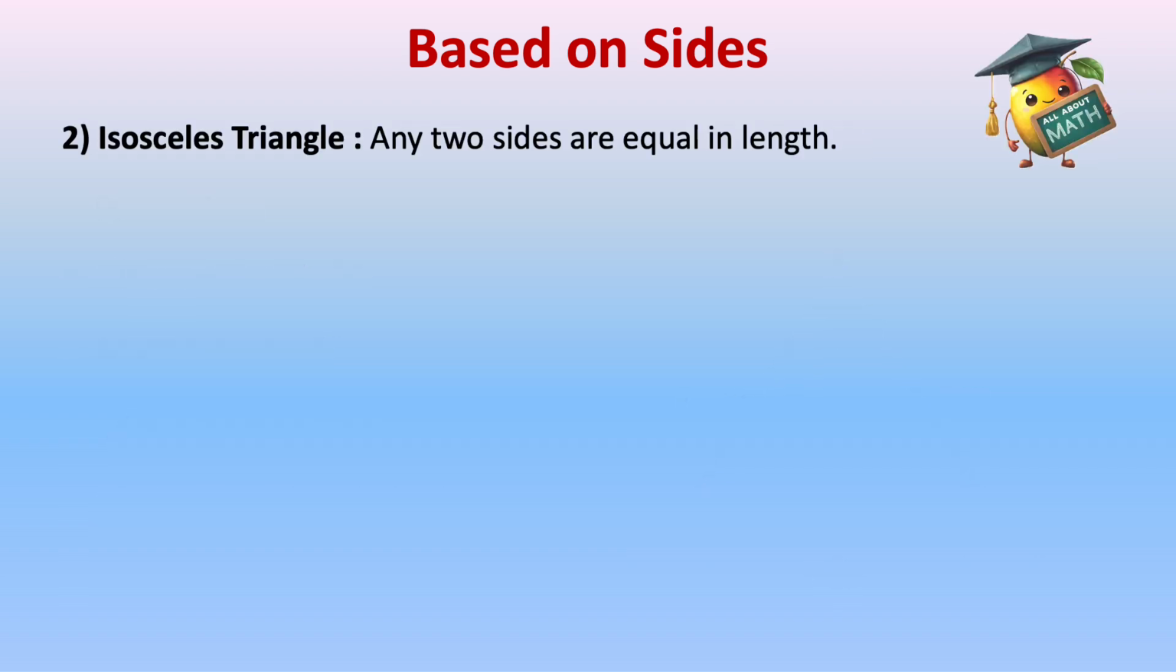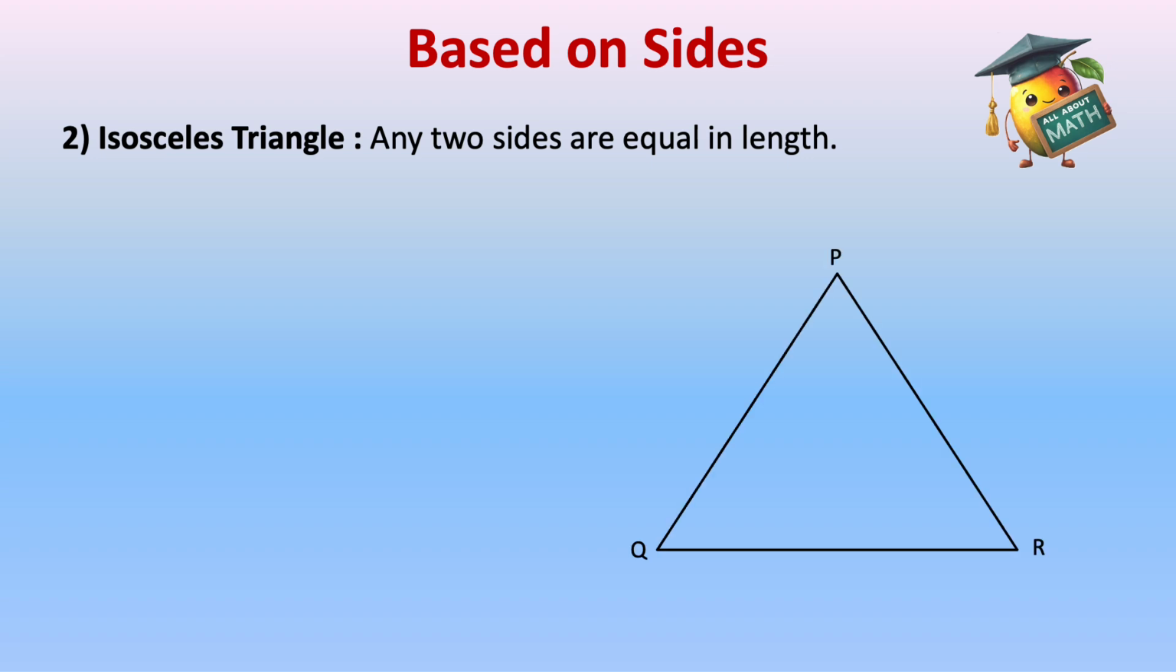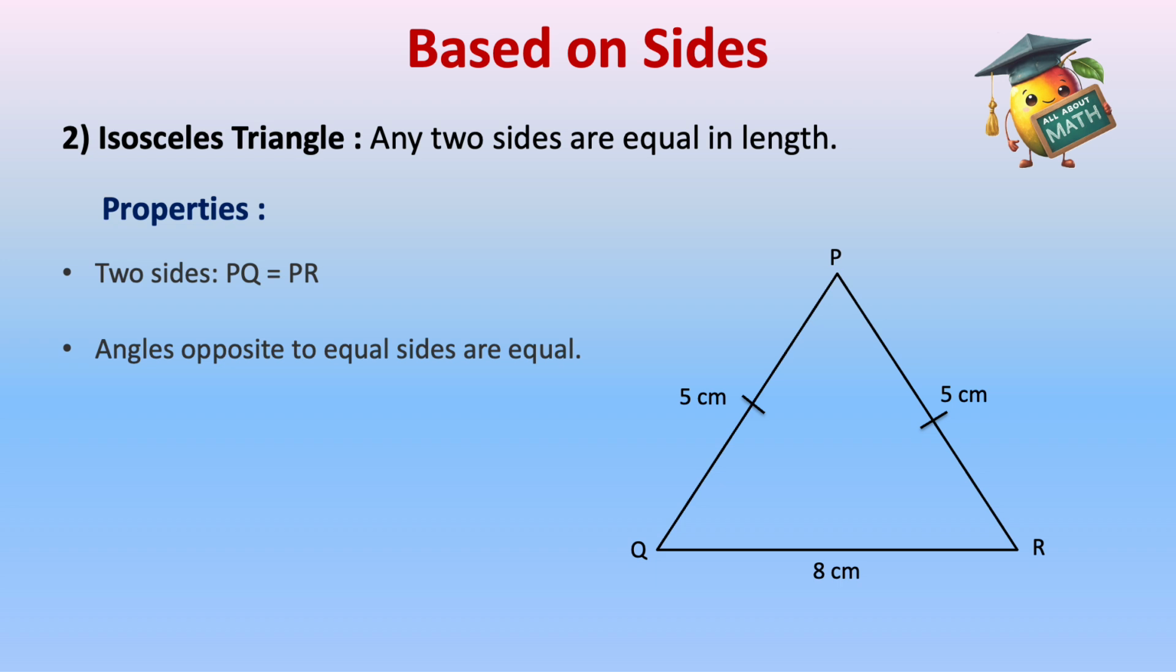Isosceles triangle, any two sides are equal in length. So we have triangle PQR, where we can see two sides are of 5 centimeters and one is different. So when two sides are equal, that is side PQ is equal to side PR, we can say it's an isosceles triangle. We have another property, that is angles opposite to equal sides are equal. So it means angle Q is equal to angle R.